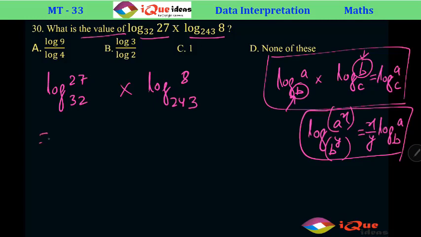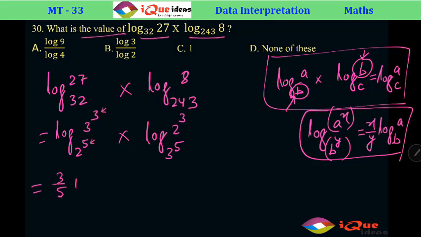So here, first let's write 27 as 3 cube, 32 as 2 to the power 5, into, let's write 8 as 2 cube and 243 as 3 raised to the power 5. Right? With factorization, if you remember the powers of small powers, you can directly do them. Now the powers will come out. So from the first one, this 3 and this 5 will come out. So we have 3 by 5 log 3 to the base 2 into, from here again this 3 and this 5 will come out. So we will have 3 by 5 log 2 to the base 3.